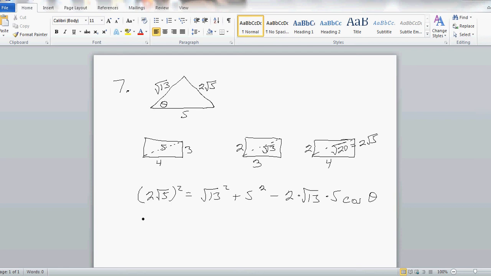Now, since we're eventually going to go to decimals anyway, truly at any point in time it would be acceptable to do so, but I'm going to hold it out until we get everything to one side and then take the arc cosine. So 2 root 5 squared will be 20. Root 13 squared is 13. 5 squared is 25, and this becomes 10 root 13 cosine of theta. Adding these two together and subtracting from both sides, it looks like it gives negative 18 equals negative 10 root 13 cosine of theta.